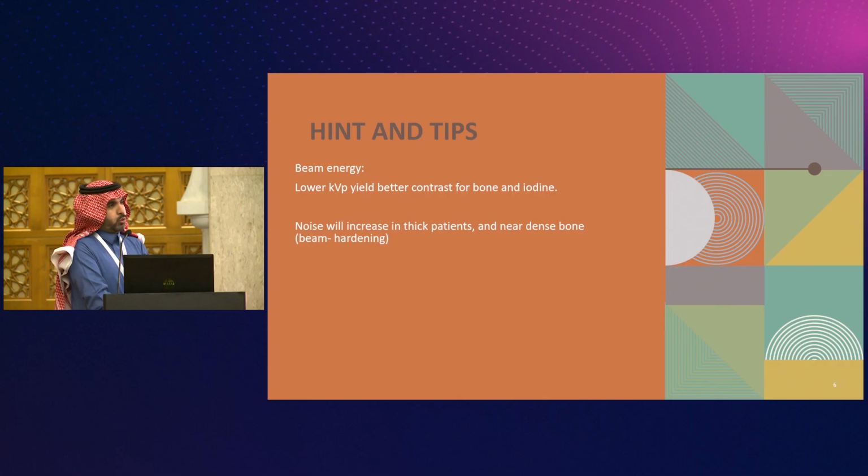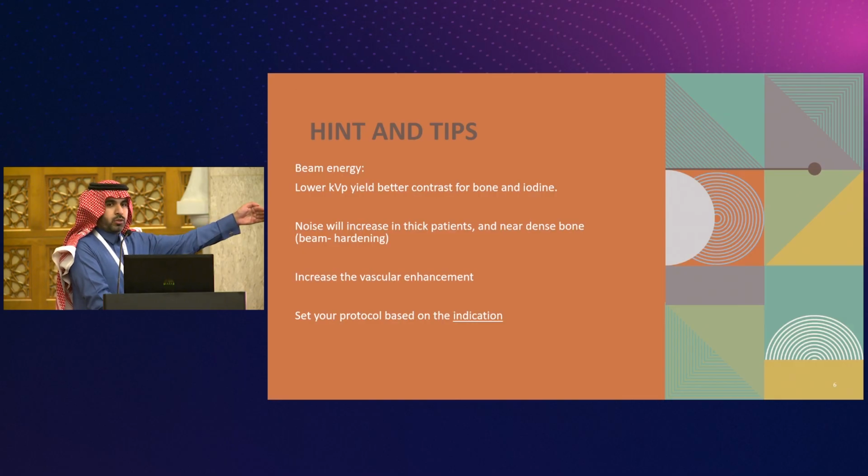Noise will increase, that is normal. With low kVp, there will be more noise. It increases the vascular enhancement. If you are after vascular, then go with lower kVp. Set your protocol based on indication. You should have many protocols based on indication. So for each indication, we will have different parameters, kVp, mAs, and so on and so forth.